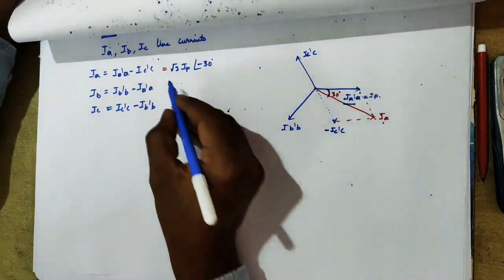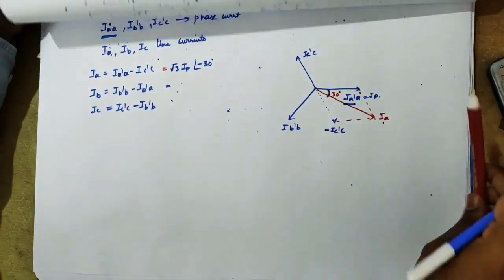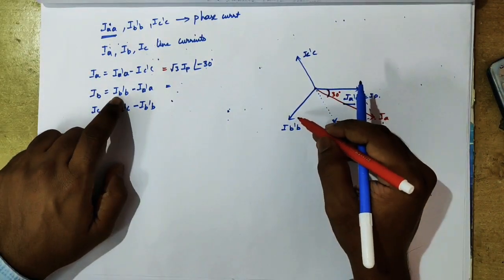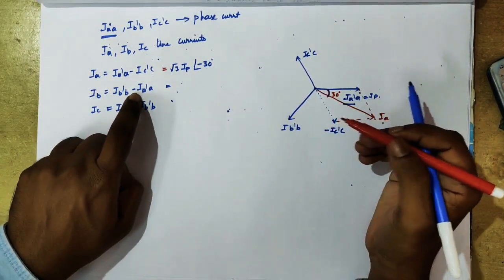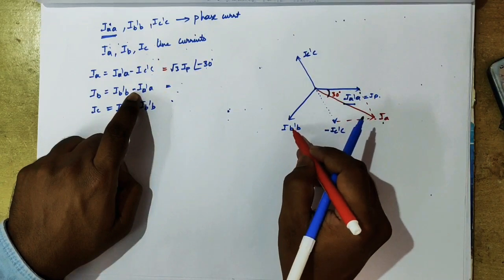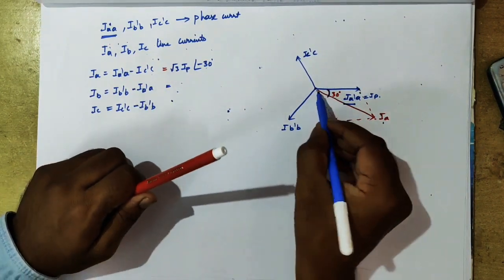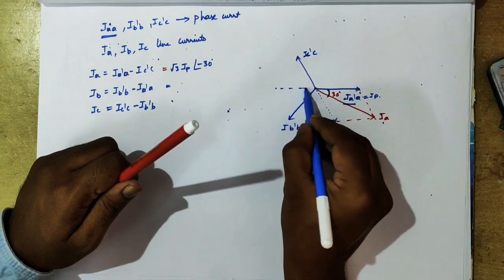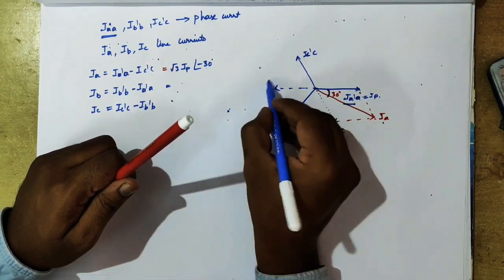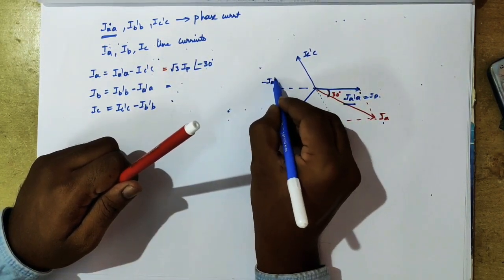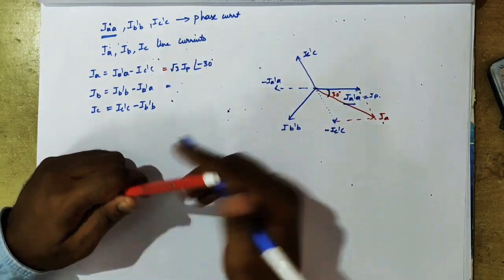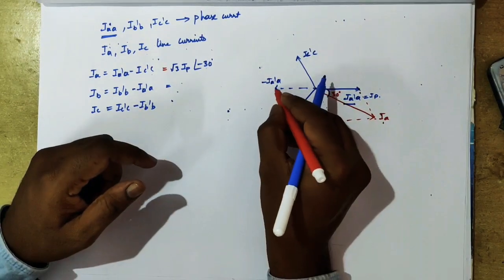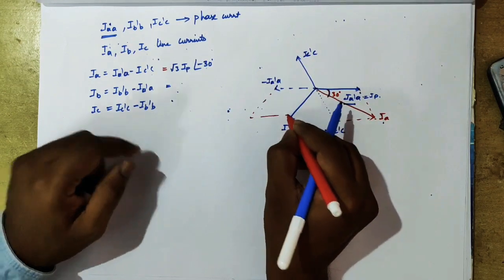So I A is lagging I A dash A, which is I phase. Similarly, I B is I B dash B minus I A dash A. We already have I B dash B. Now we need minus I A dash A, so we draw a 180 degrees phase shift. This is minus I A dash A. In the phasor representation, the resultant of these two is I B.